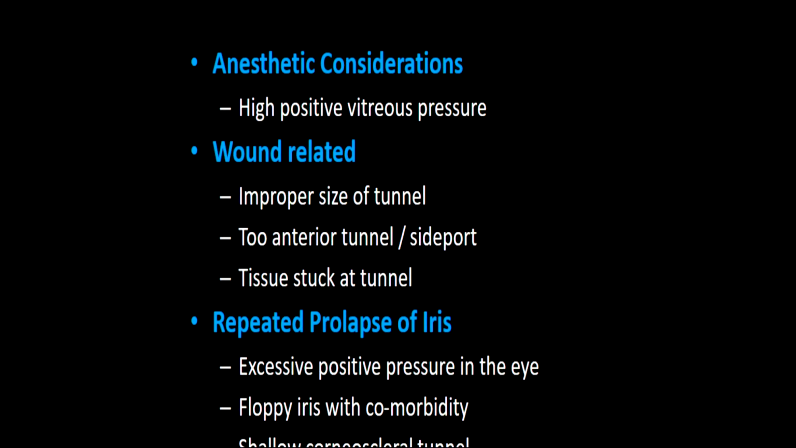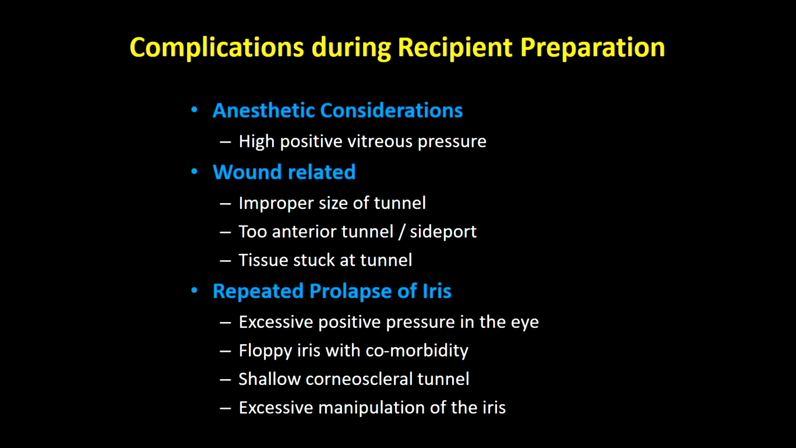And again, coming to the patient. Patient preparation is very important. First and foremost, you should have a very nice block, to avoid positive pressure. Wound related: the proper site of incision or tunnel creation is very important. It should not be too anterior. The side port, in most cases, will have a vascularized cornea and limbus all around, so it should be very nicely placed so that intraoperative bleeding does not occur.